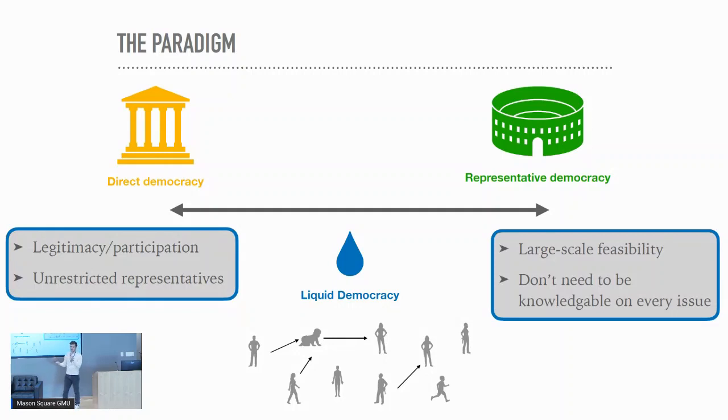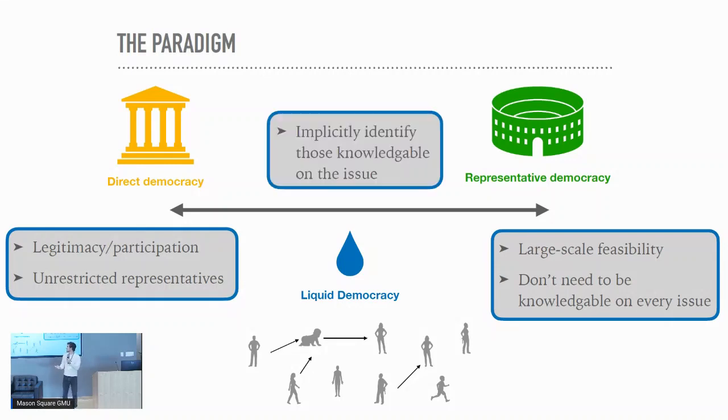On the other hand, you get some benefits from representative democracy. You really get more large-scale feasibility. It might not be feasible to ask every single person every question for every single issue. And you might not be knowledgeable in every single issue. You might not want to vote on everything. I trust that person more than myself to make a good decision. The idea is that you're implicitly identifying the people that might be knowledgeable in this issue. You're not explicitly deciding who the representatives are, but you delegate to people you think are a little better off and you end up at a better decision. We're going to focus a little more on this today.